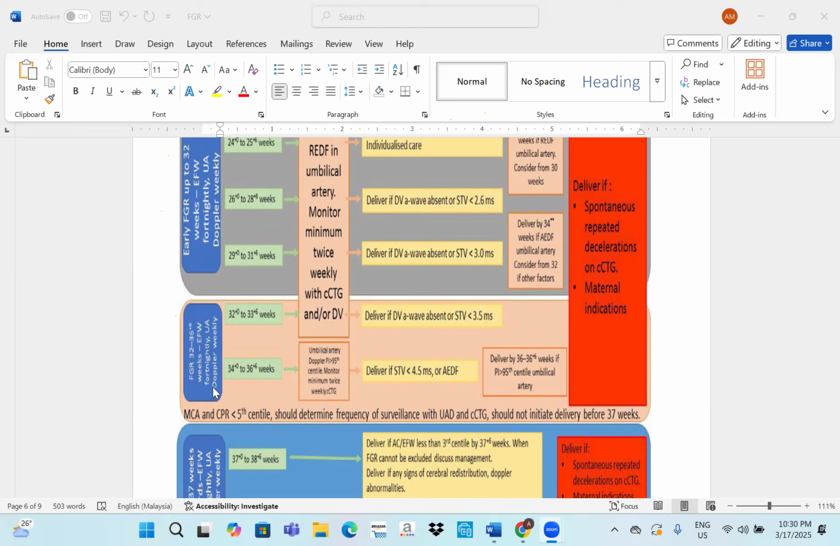Means when you are monitoring weekly Doppler, and now the umbilical artery pulsatility index is more than 95th centile, you will increase the monitoring to twice weekly CTG. But if the umbilical artery Doppler shows absent end diastolic flow, you will straight away deliver your patient. Okay? But if the umbilical artery is not showing any absent end diastolic flow, only the pulsatility index is raised, then you deliver between 36 to 36 plus 6 weeks. Is it clear? Is it clear? Clear for all of you?